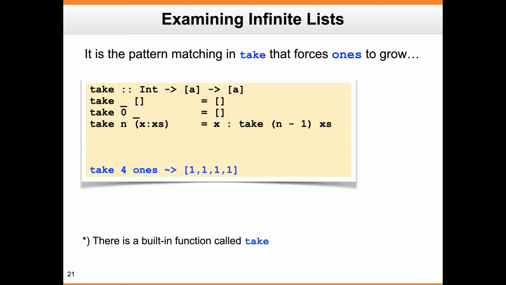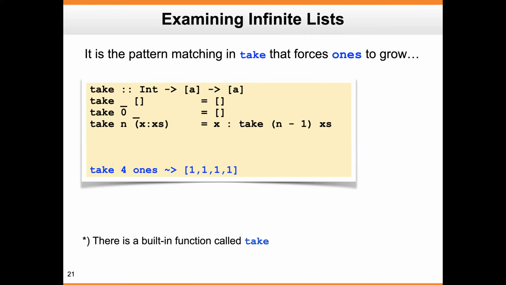Similarly, if the first argument is a 0, so we take 0 elements from the list, I don't care about looking at the second argument of the function, at the list per argument. I can immediately return the empty list. Now, the third case is a little bit more interesting.